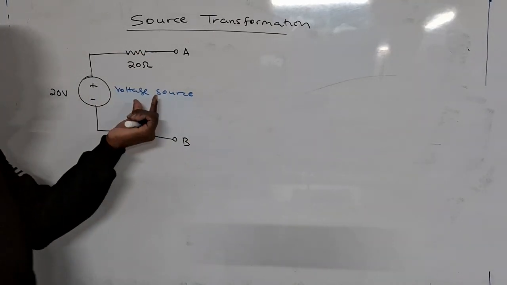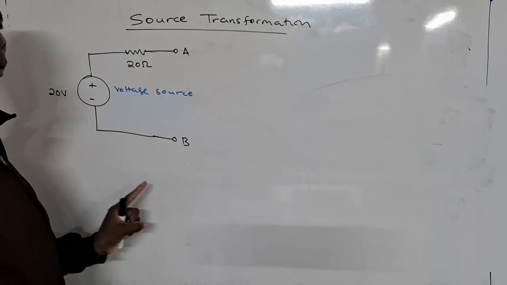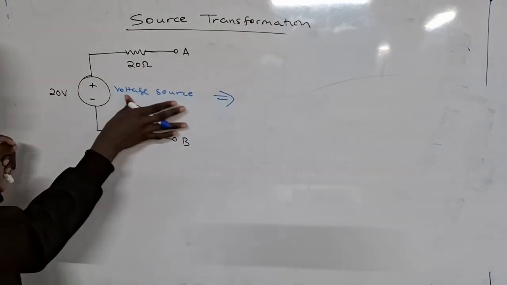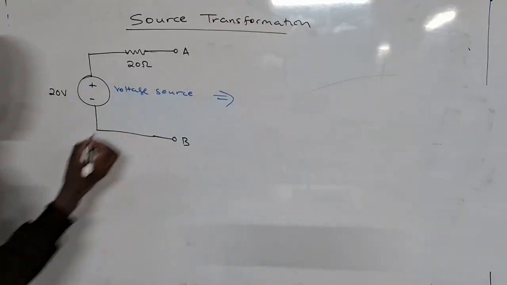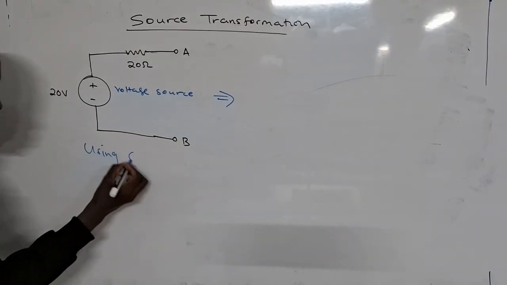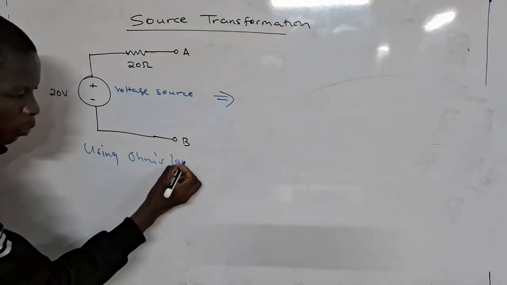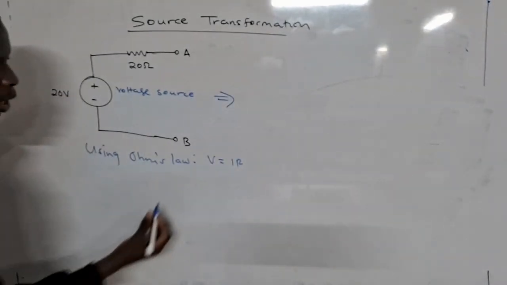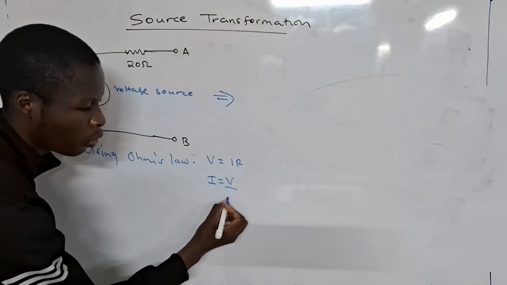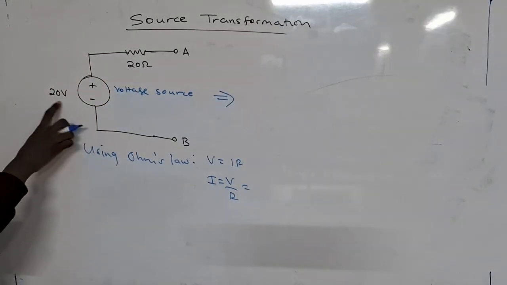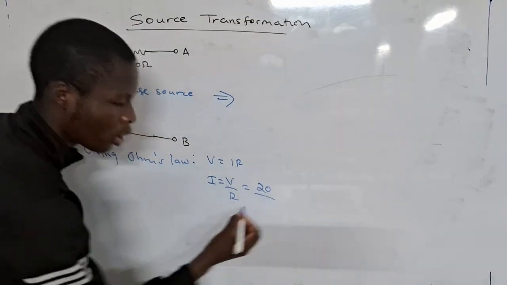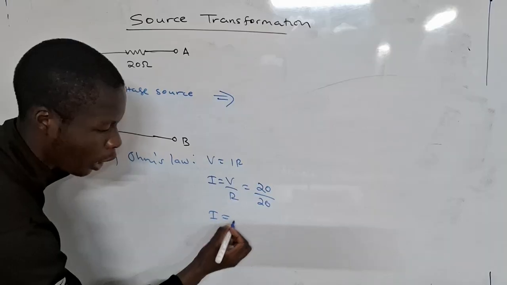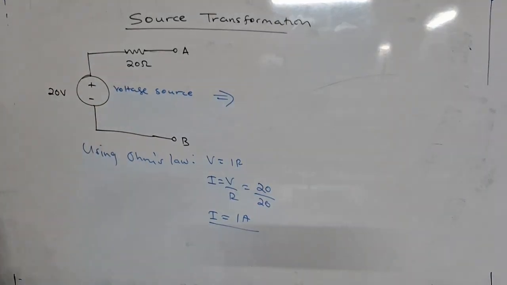You can convert this voltage source into a current source. How are we going to do that? Using Ohm's law, V is equal to IR. Now I is equal to V by R, which is equal to the voltage, 20, divided by the resistance, 20. So what is the value of I? I is equal to 1 amp.